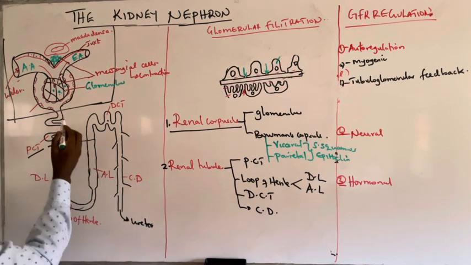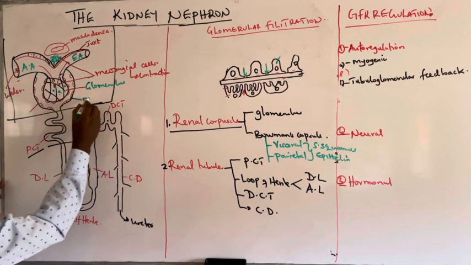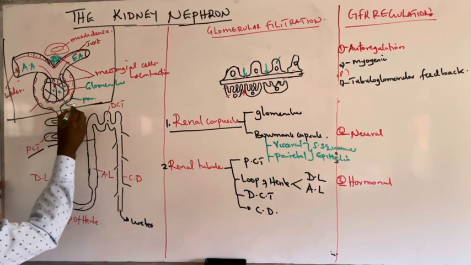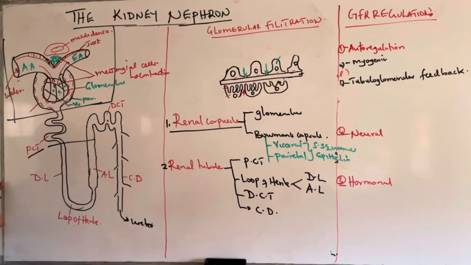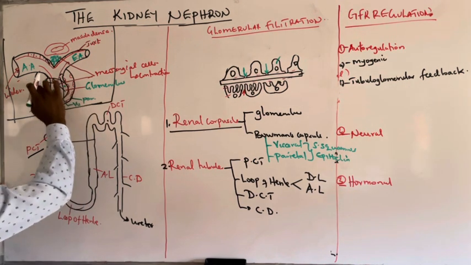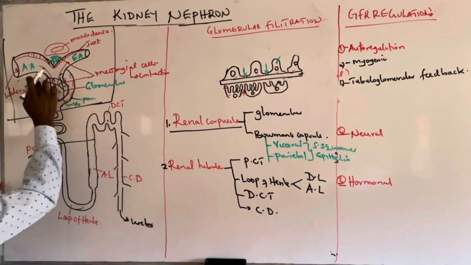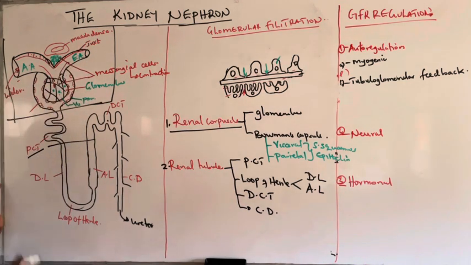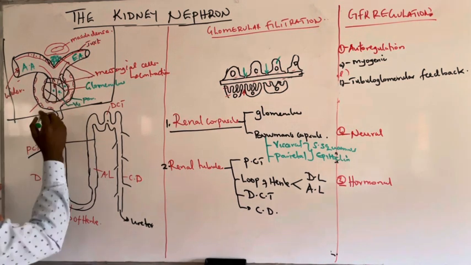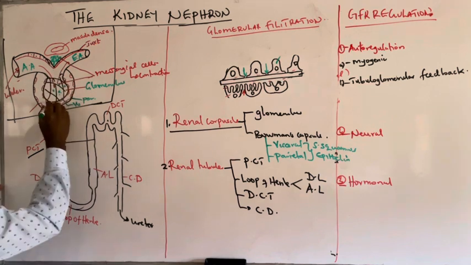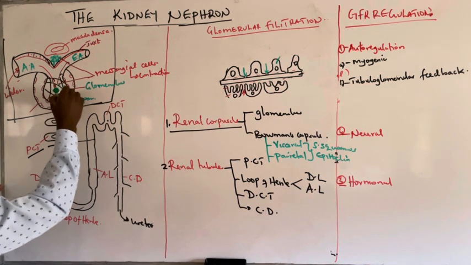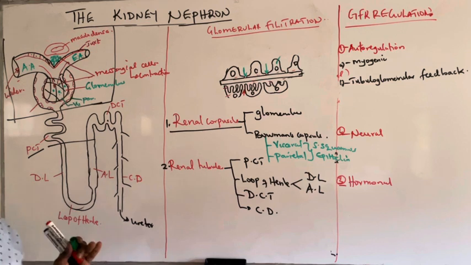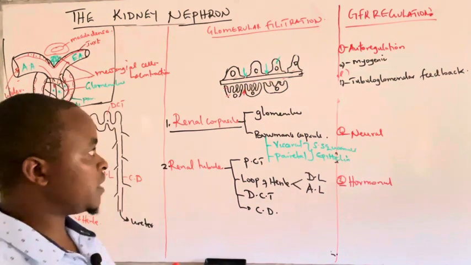So we are seeing that this is the parietal layer and this middle one is the visceral layer of the Bowman's capsule. Then this space in between the visceral and the parietal is what we are calling the capsular space. And we see the filtration happening within the glomerular capillaries and the inner membrane, or the visceral membrane, of the Bowman's capsule. That is where it is occurring.